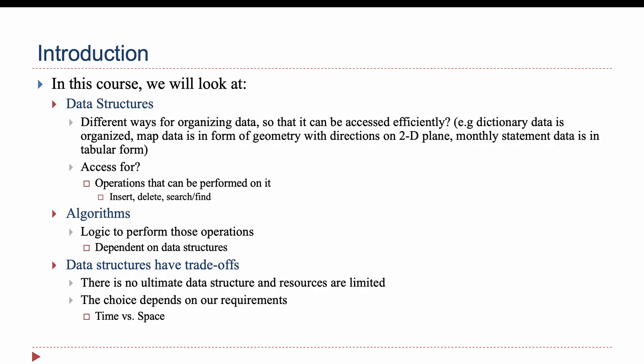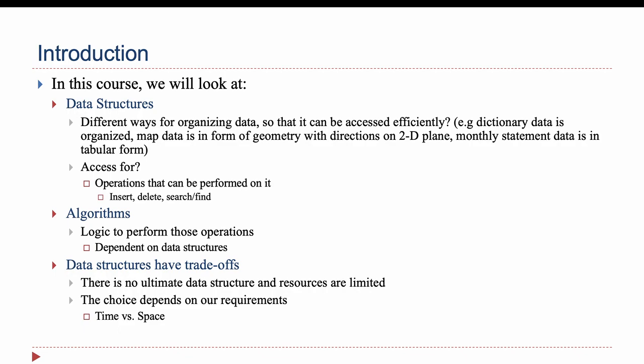Because there is no one ultimate data structure that is perfect for every situation, it's important to understand these trade-offs so that we can choose the appropriate data structure for a given problem. This choice depends on our specific requirements, such as the size of the data, the types of operations we need to perform on it, and the amount of time and memory resources available to us.